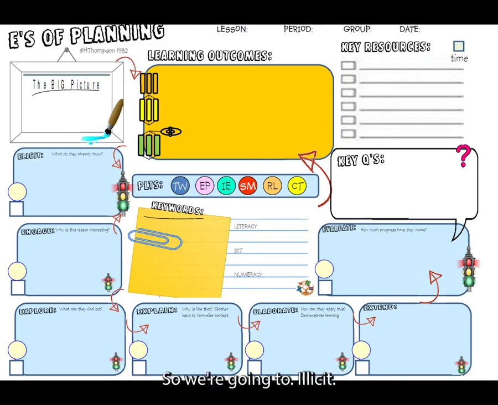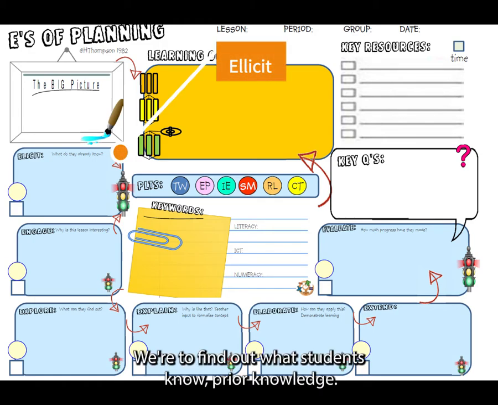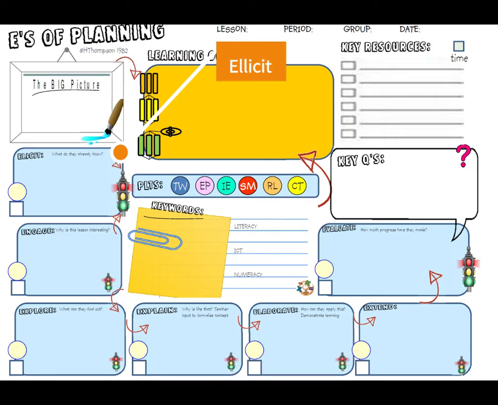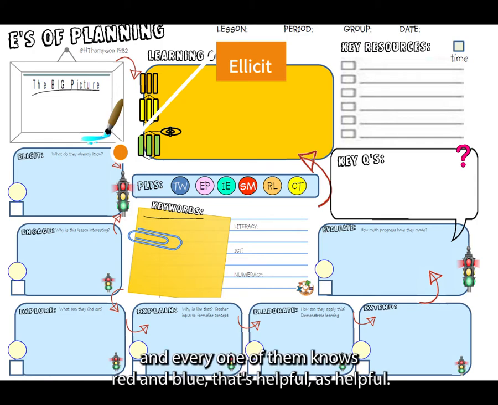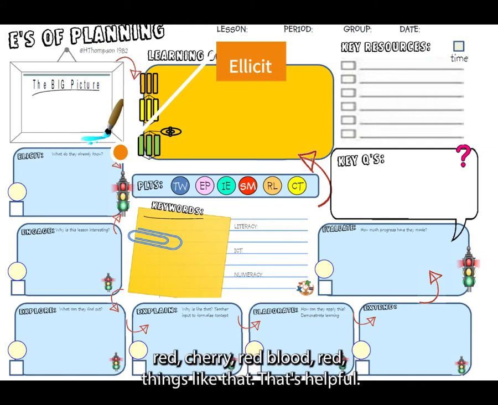So we're going to elicit. So the first E, elicit. We're going to find out what students know, prior knowledge. If you're going to teach colors to them, and every one of them knows red and blue, that's helpful. Maybe you can start getting into different shades of red. Dark red, light red, cherry red, blood red, things like that. That's helpful.